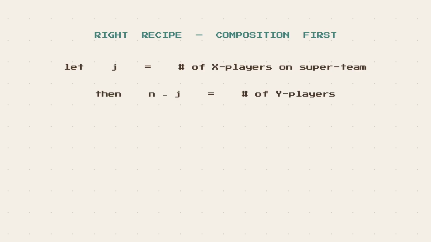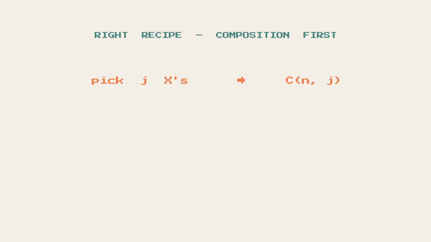Now let's take a look at the right side. Okay, so decide the team composition first. Let j be the number of X players on the super team. Then n minus j are the Y players. Right, so valid j runs from 1 to n minus 1. Okay, so for n equals 4, j is 1, 2, or 3. So pick j X players, C(n, j) ways. Then pick n minus j Y players.